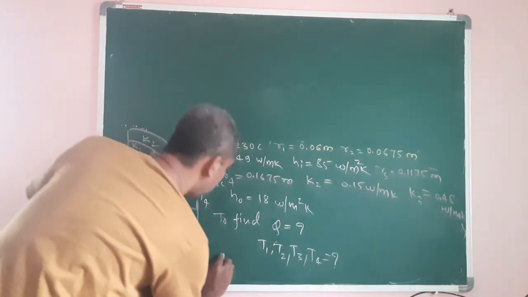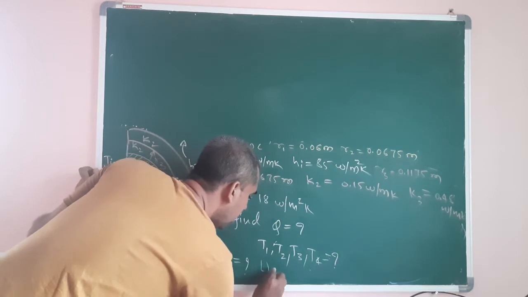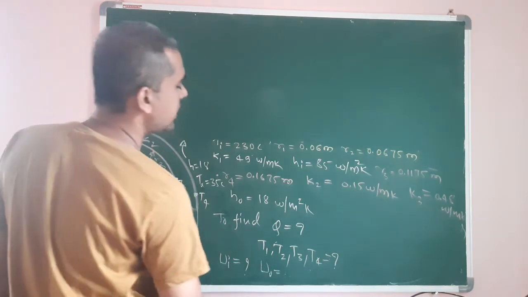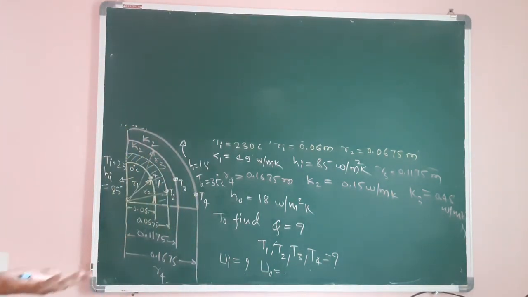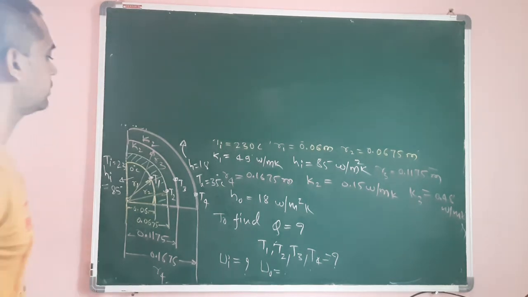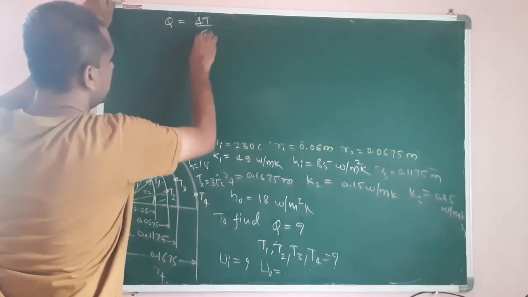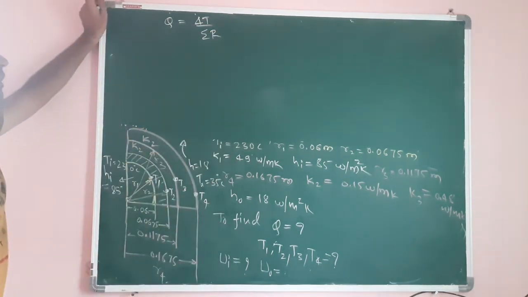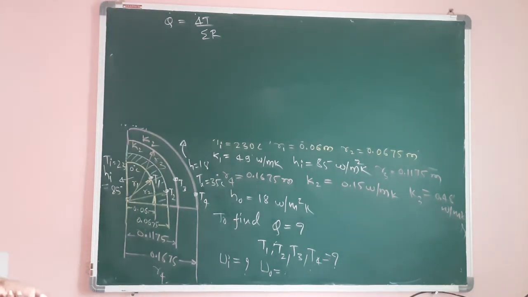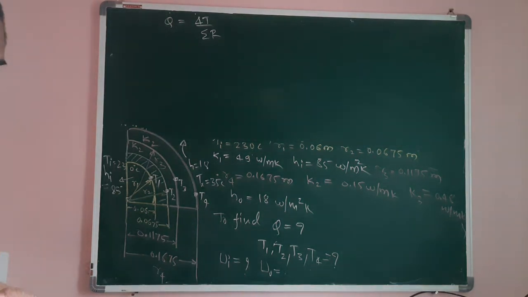And we have to calculate U based on the internal surface area and U based on the outside surface area, that is the overall heat transfer coefficient. First we will calculate Q. Q is equal to delta T divided by summation of R. I will write its electrical analog here, therefore it will be easier.